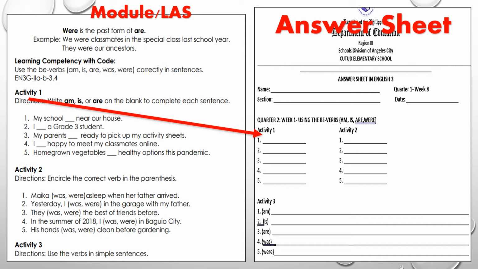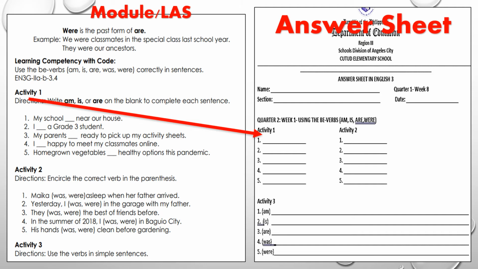So example number 1, my school blank near our house. So what is the correct answer there? Am, is, or are? Very good. The correct answer is, so you write the word is, letter I, letter S. Number 1 is. My school is near our house.